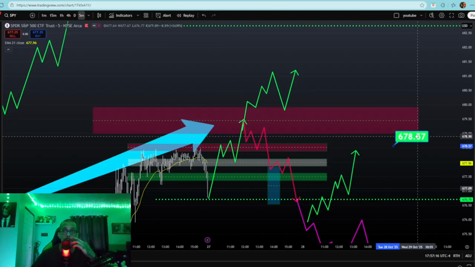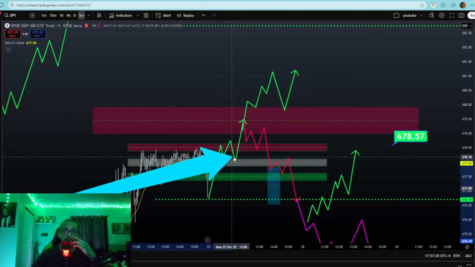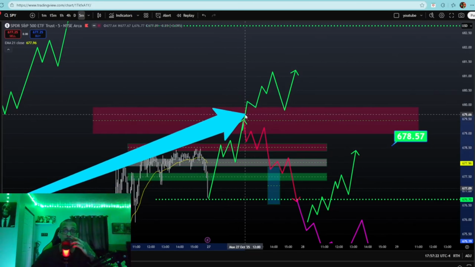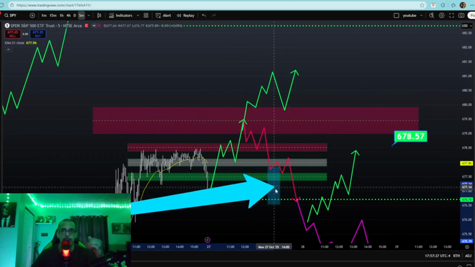So if we do open up at 678 and you are watching the live stream, you'll probably see me wait until we get to some pivotal moment in which I can see that the market's either breaking out or pulling back in, okay?